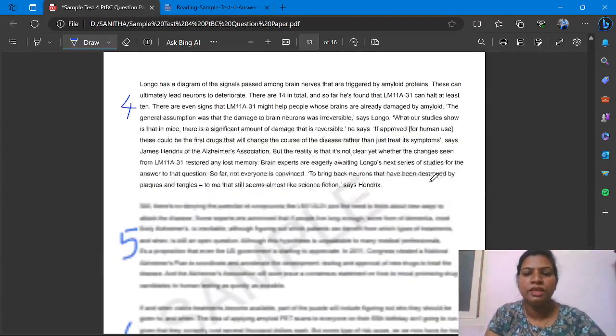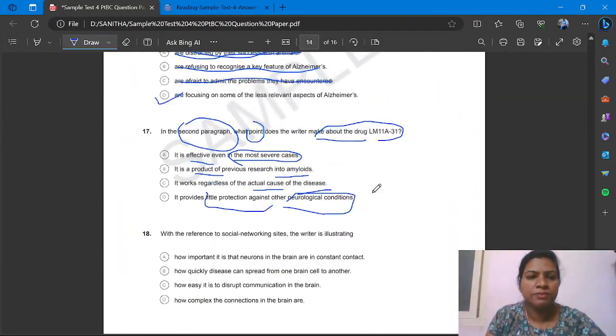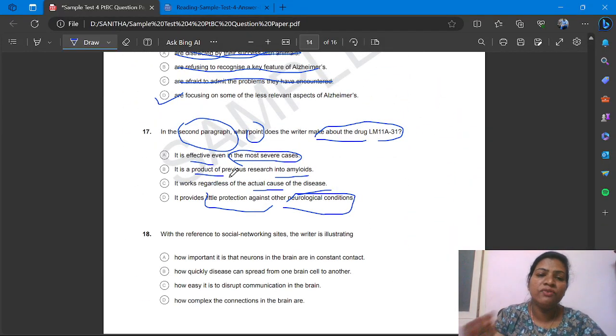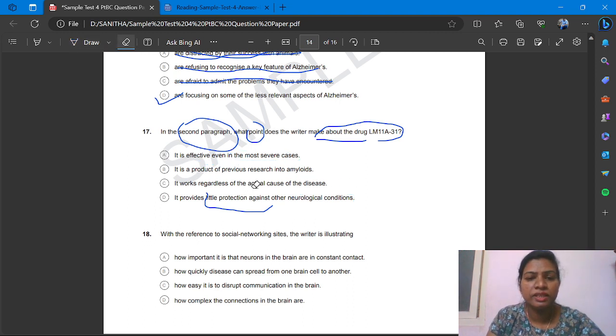Okay, what are the options here? It is effective even in the most severe cases. Is it anywhere said that it is very effective even in the most severe cases? No.